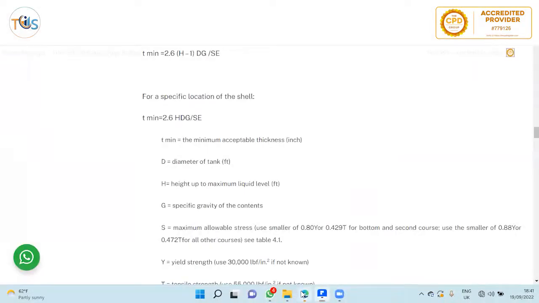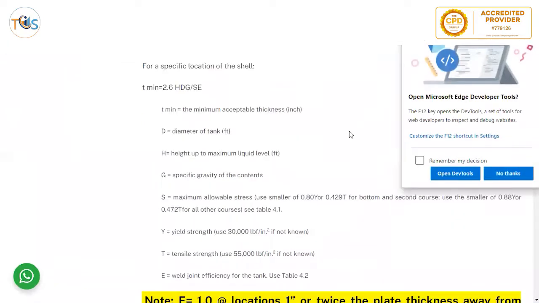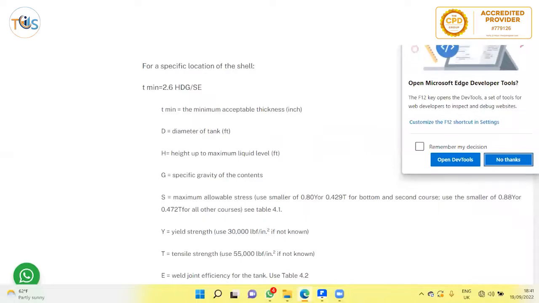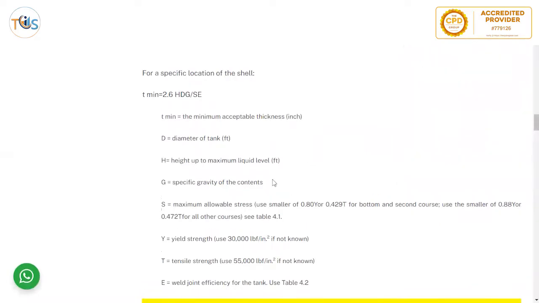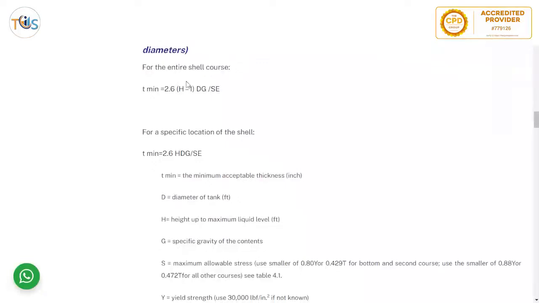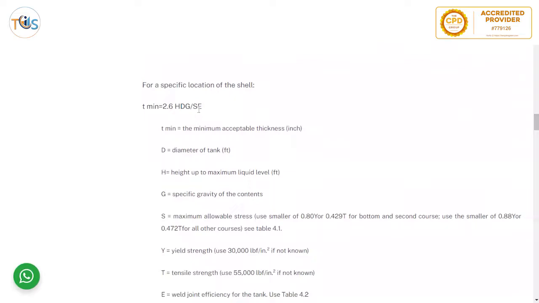Now back to what we were talking about. So we said for the entire course, T minimum is 2.6 (H minus 1) D G divided by SE, and for a specific location it is 2.6 H D G divided by SE. As you can see, there is no minus 1 here. You don't need to memorize this. This is an open book question, so they would give it to you, but you know where to go: API 653 chapter 4.